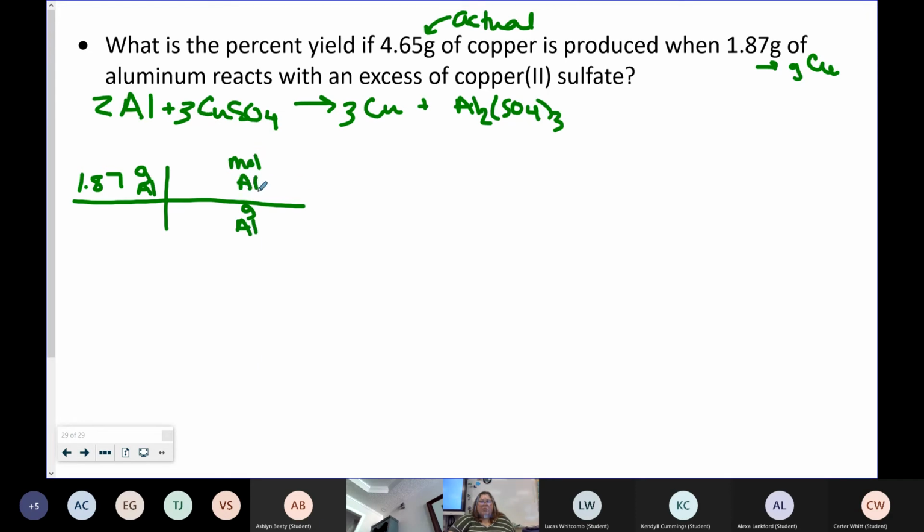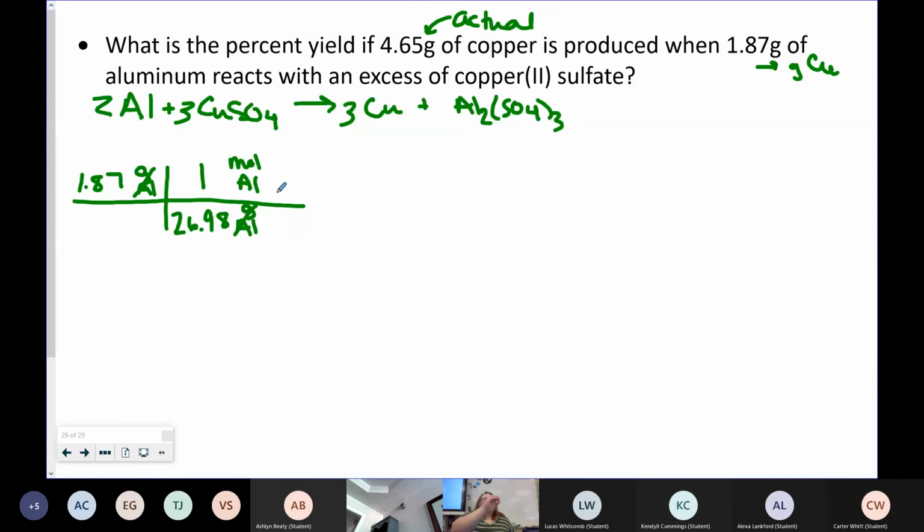So remember, grams per mole is always 1 mole. And grams of aluminum is 26.98, that is its mass on the periodic table. So that's going to cancel out grams of aluminum. And now we have moles of aluminum.